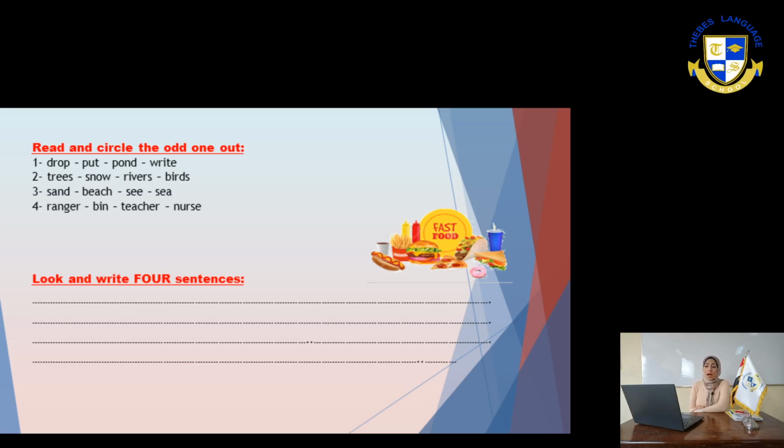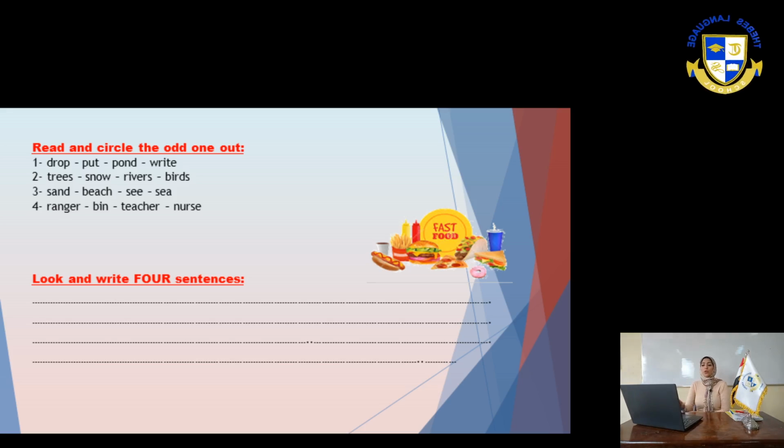Number 4, I have wrangler, bin, teacher, nurse. Okay, what's the meaning of wrangler? Wrangler is the person who guards a building or a person who guards you. So that's a wrangler. So which one is the odd one? Yes, it's bin, because all of them are jobs, but bin is a noun. Thank you very much. Correct.